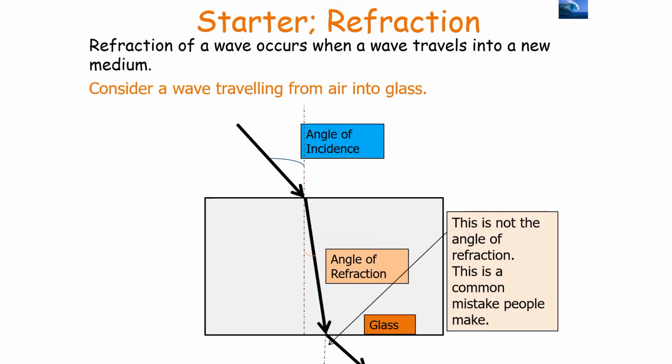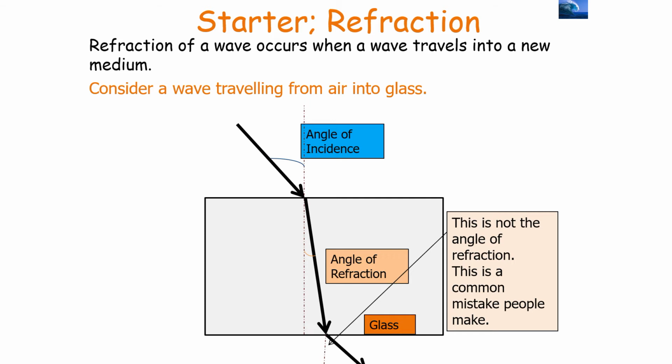Now, if we consider this particular idea in our ray diagram, a common mistake is people mistakenly think the angle of refraction is the angle of the ray coming out of the material. That is not the case. That would in fact be the angle of incidence again. So just be careful. Always make sure to clearly measure the angle of refraction when looking at this refraction phenomenon.